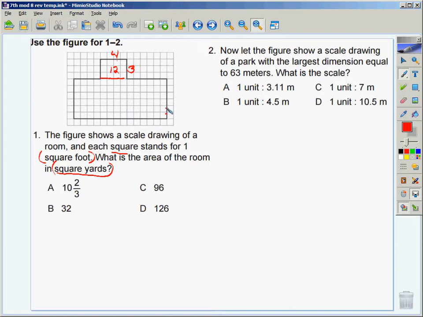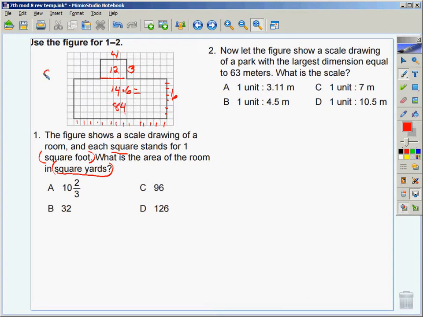This was 1, 2, 3, 4, 5, 6. 1, 2, 3, 4, 5, 6, 7, 8, 9, 10, 11, 12, 13, 14. This would have been 14 times 6, which would have been 84.